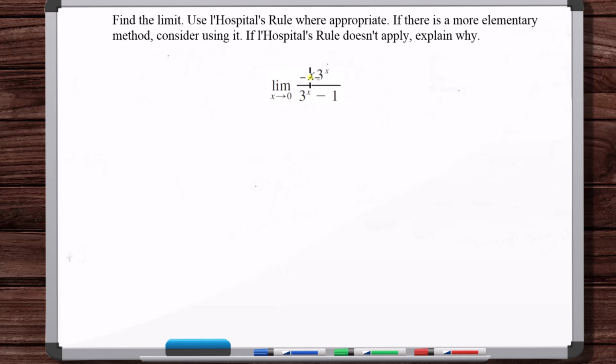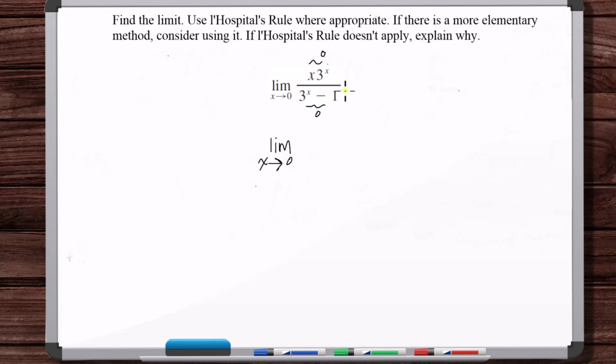Okay, direct plug-in. 3 to the 0 is 1. 1 times 0, so this goes to 0. And then 3 to the 0 is 1. 1 minus 1 is 0. Okay, so we have an indeterminate form of type 0 divided by 0. So we can use L'Hopital's rule.